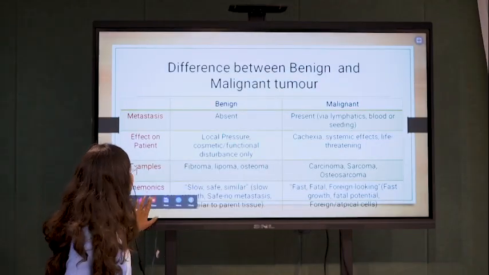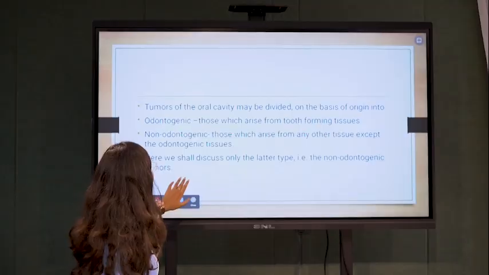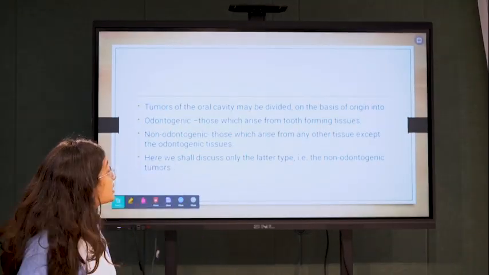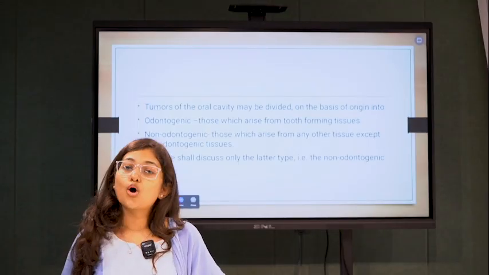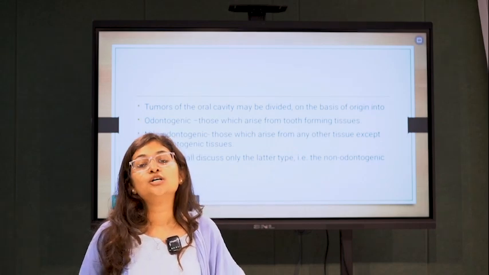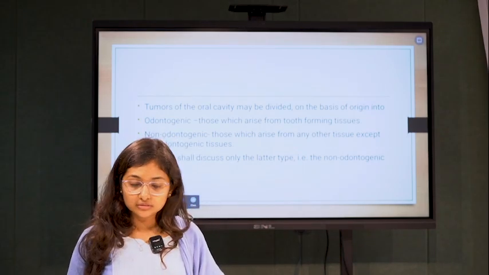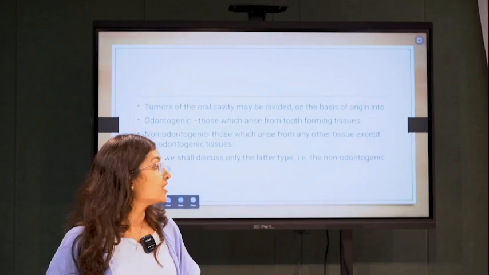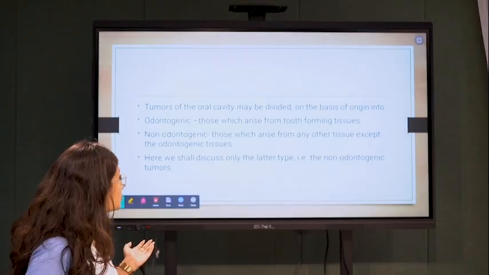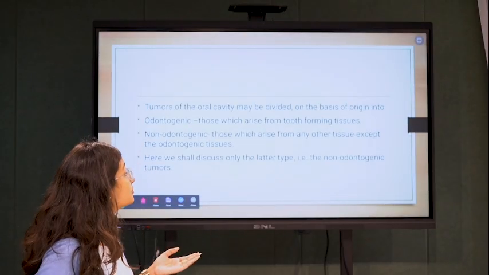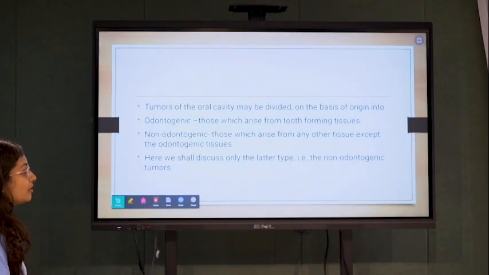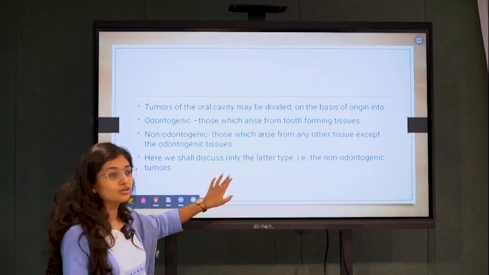Okay, so now let's go further with the tumor classification, which can mainly be divided on the basis of the origin of the tissue. There can be odontogenic as well as non-odontogenic tumors. Odontogenic means the tissue originates from the tooth, and non-odontogenic tumors arise from tissues other than the odontogenic tissues. So today we will discuss the non-odontogenic tumors.